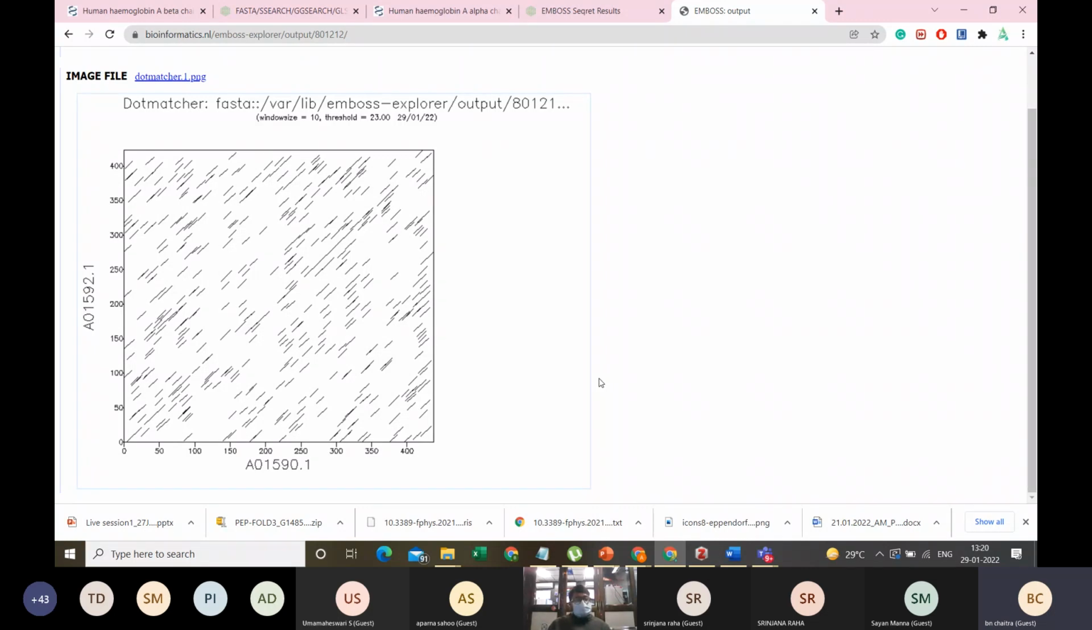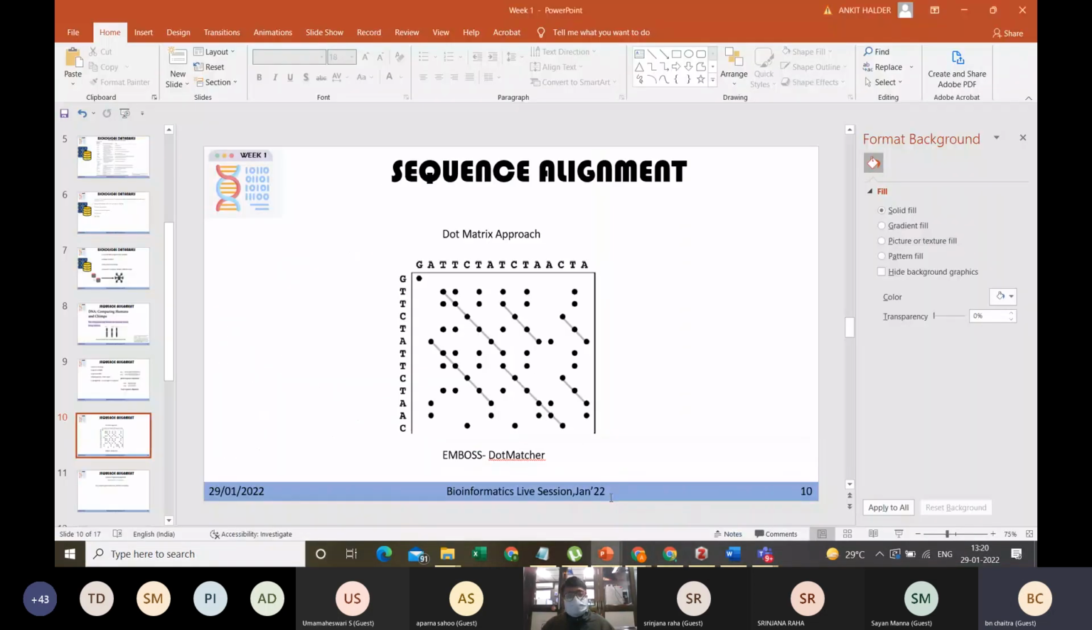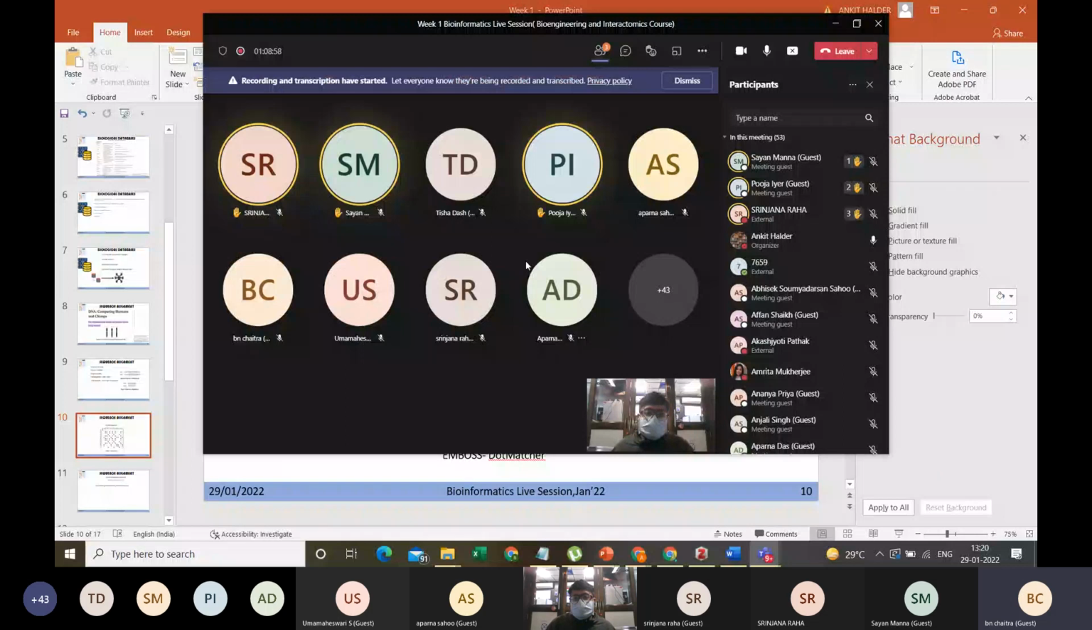Correct. So this is the EMBOSS dotmatcher. People can use this and identify using various sequences. So this is the dot method. Everyone has done it, right? Or does anyone have any issue somewhere?